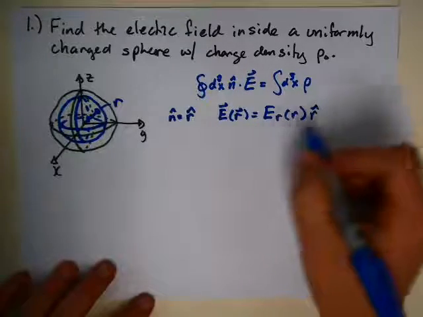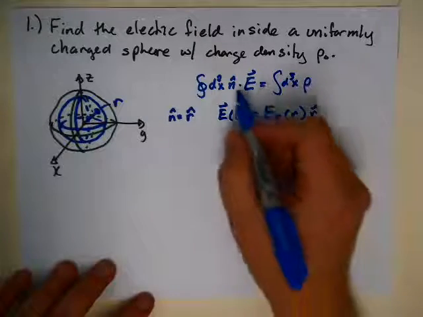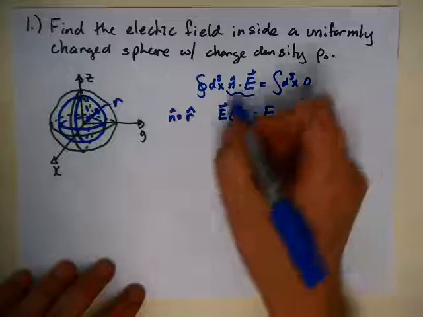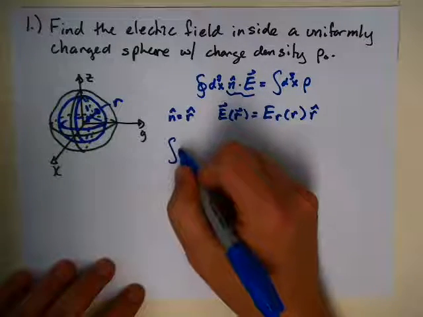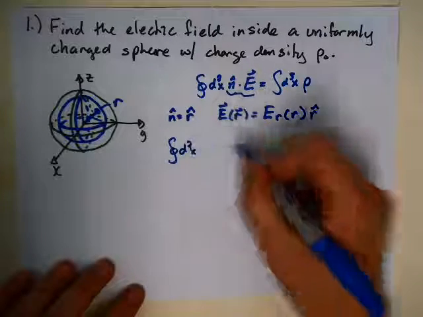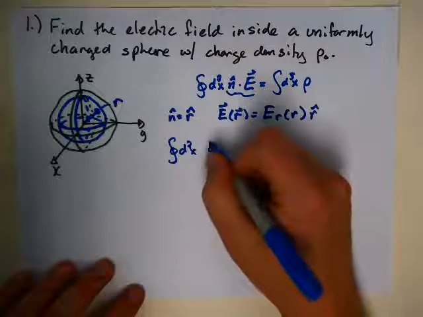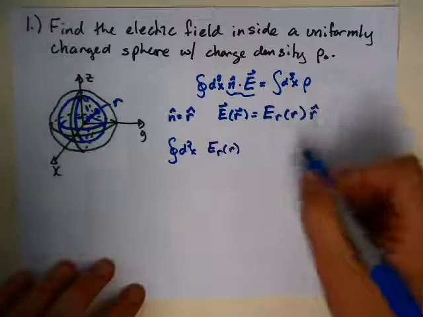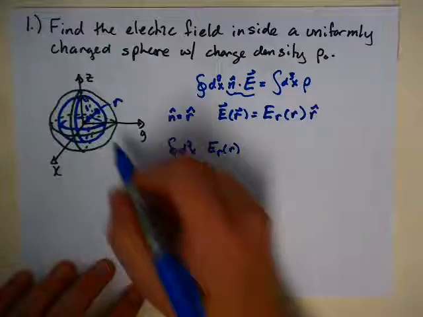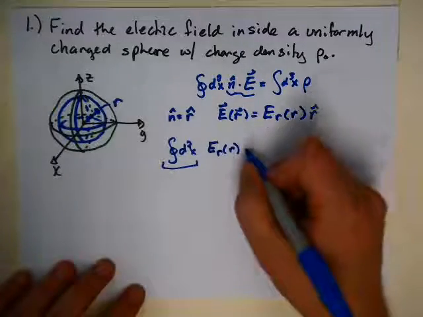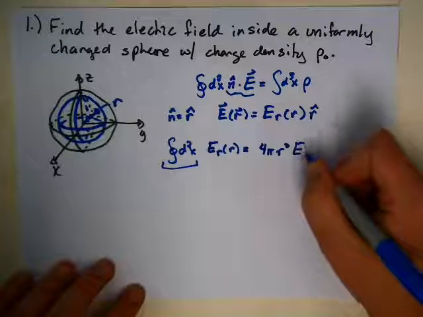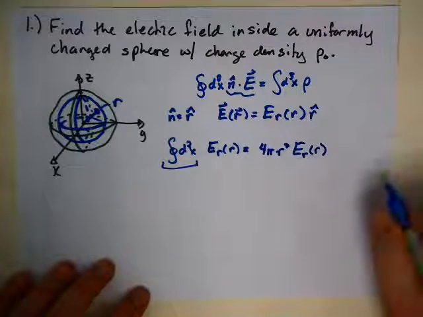Finally, with these two things, we can make the identification that n hat dot E can be rewritten. So the left-hand side of this equation up here can be rewritten as the integral of d2x of E_r, the function of r. This is simply the surface area of the sphere, and so this is going to be 4 pi little r squared E sub r of r.